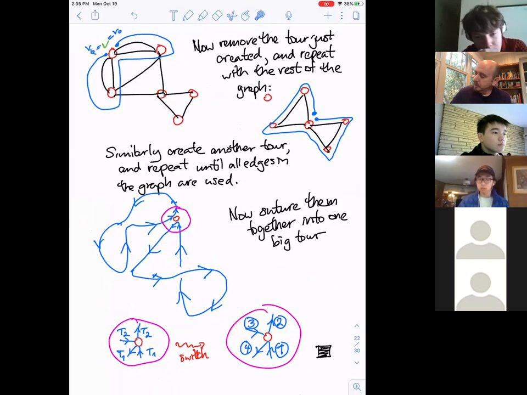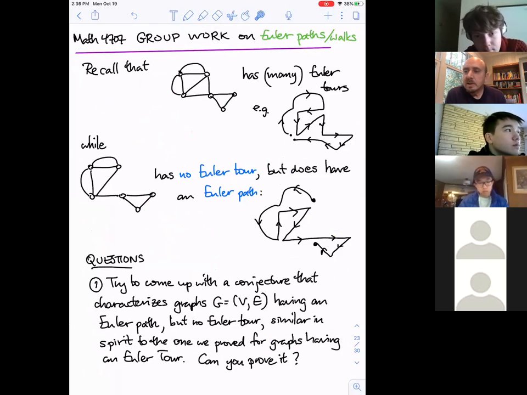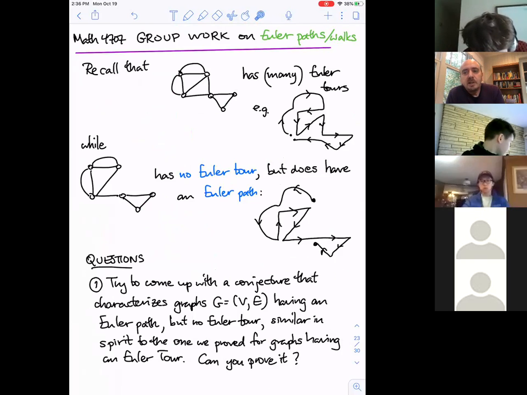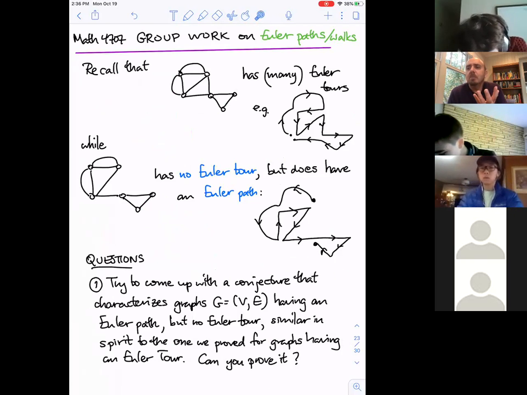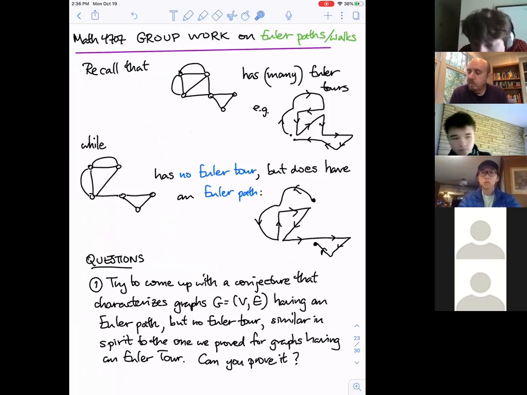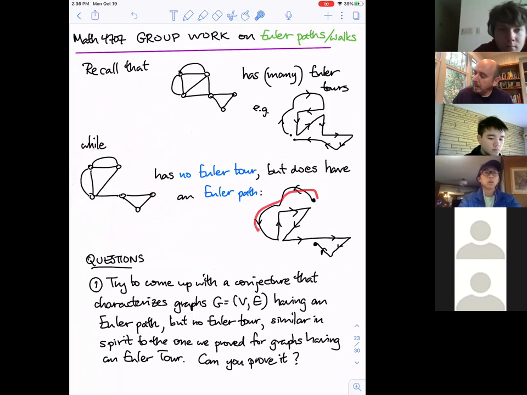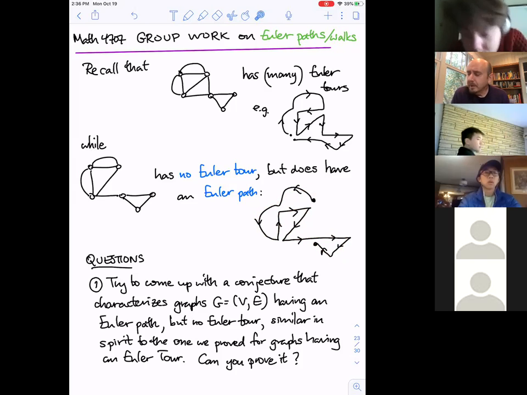And what I had asked you to do was think about a little bit of group work that we didn't have time to do last time, but just on your own in the intervening days, to see if you can come up with the characterization, which is in the book, so you could look it up, for which are the graphs like this one that don't have an Euler tour but do have an Euler path. And did anybody look it up or think about it?